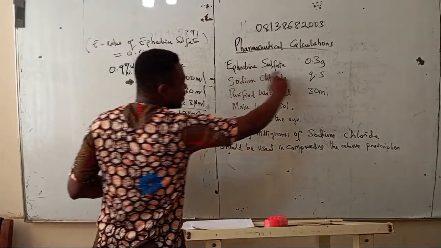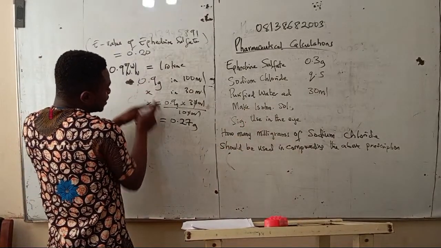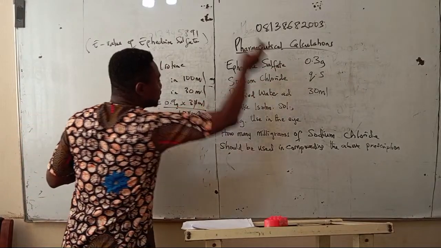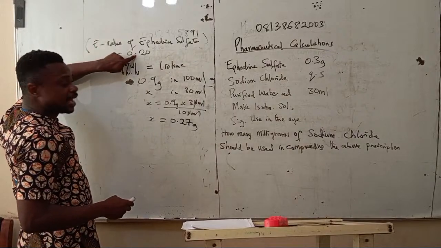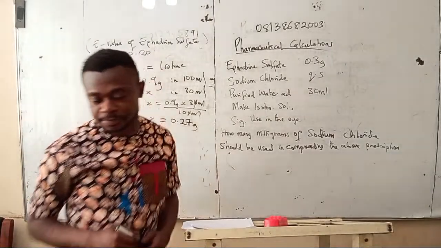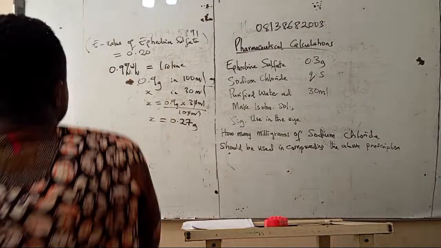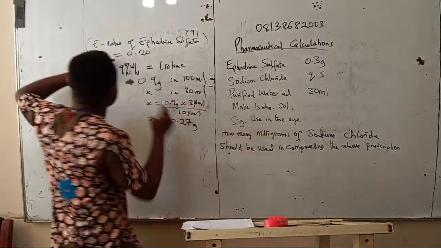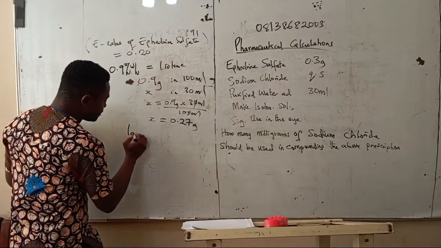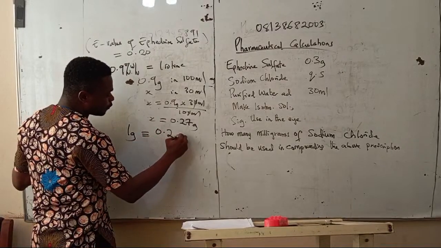Let's test it. This is ephedrine sulfate, 0.3 gram in 30 ml. But this is for sodium chloride, 0.27 gram in 30 ml. This is isotonic. So let's convert this ephedrine sulfate to sodium chloride. Remember I have already explained the meaning of this E value being 0.2. What it means is that 1 gram of this ephedrine sulfate is equivalent to 0.2 gram of sodium chloride.